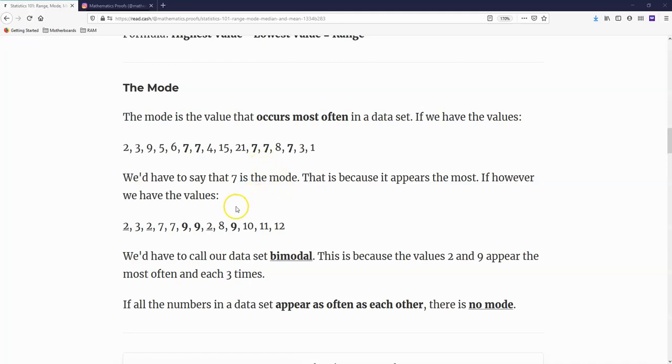If, however, we have the values 2, 3, 2, 7, 7, 9, 9, 2, 8, 9, 10, 11, 12, we'd have to call our dataset bimodal. This is because the values 2 and 9 appear the most often, each 3 times. If all the numbers in a dataset appear as often as each other, there is no mode.